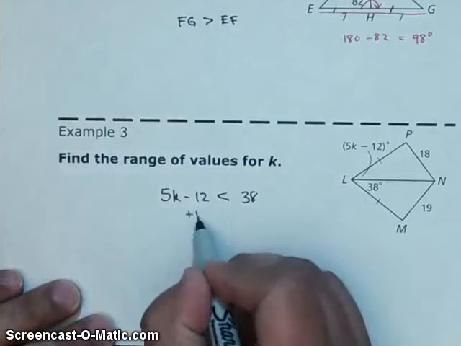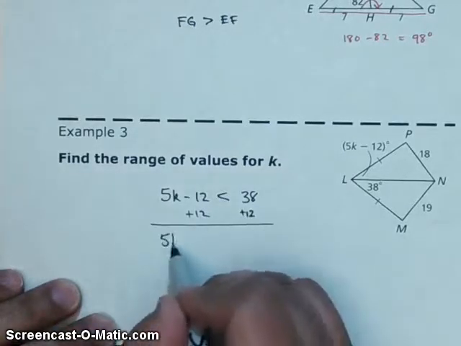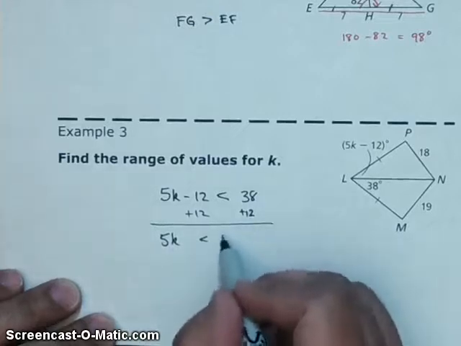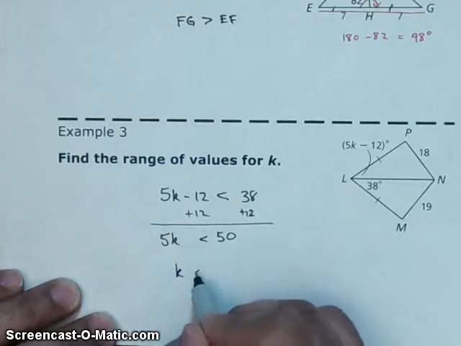Alright, we add 12 to both sides. That means 5K has to be less than 50, which means K has to be less than 10.